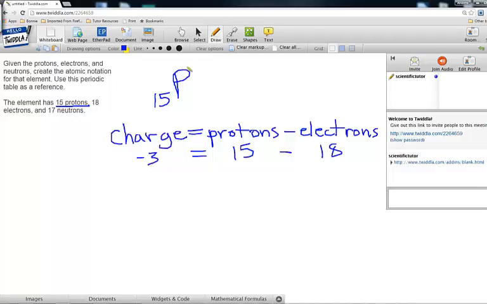So we're going to write the charge in the top right of the P. I'm going to write it as 3 minus. You can also write it as -3. It doesn't matter.